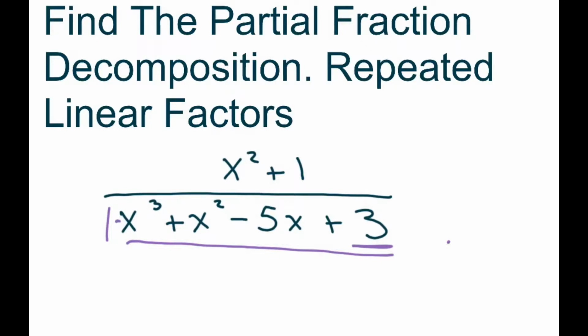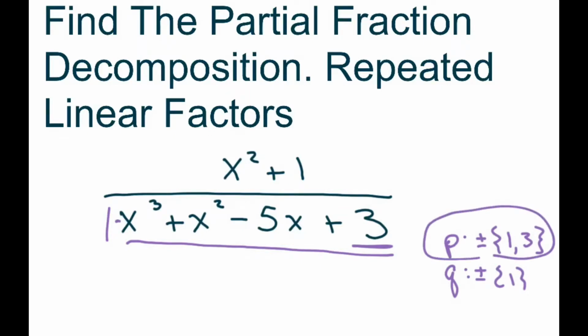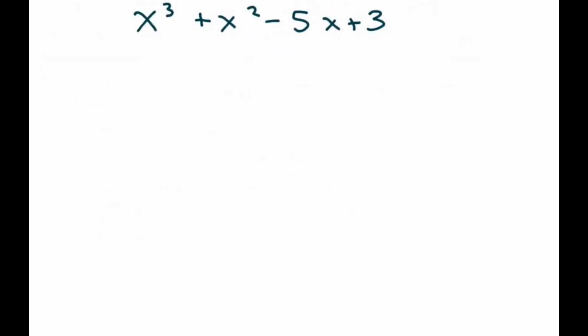So this would be your p part, which are going to be plus and minus 1 and 3. And then your q is just plus or minus 1. So p over q is just going to be one of those. So we're going to go ahead and try 1 on this.